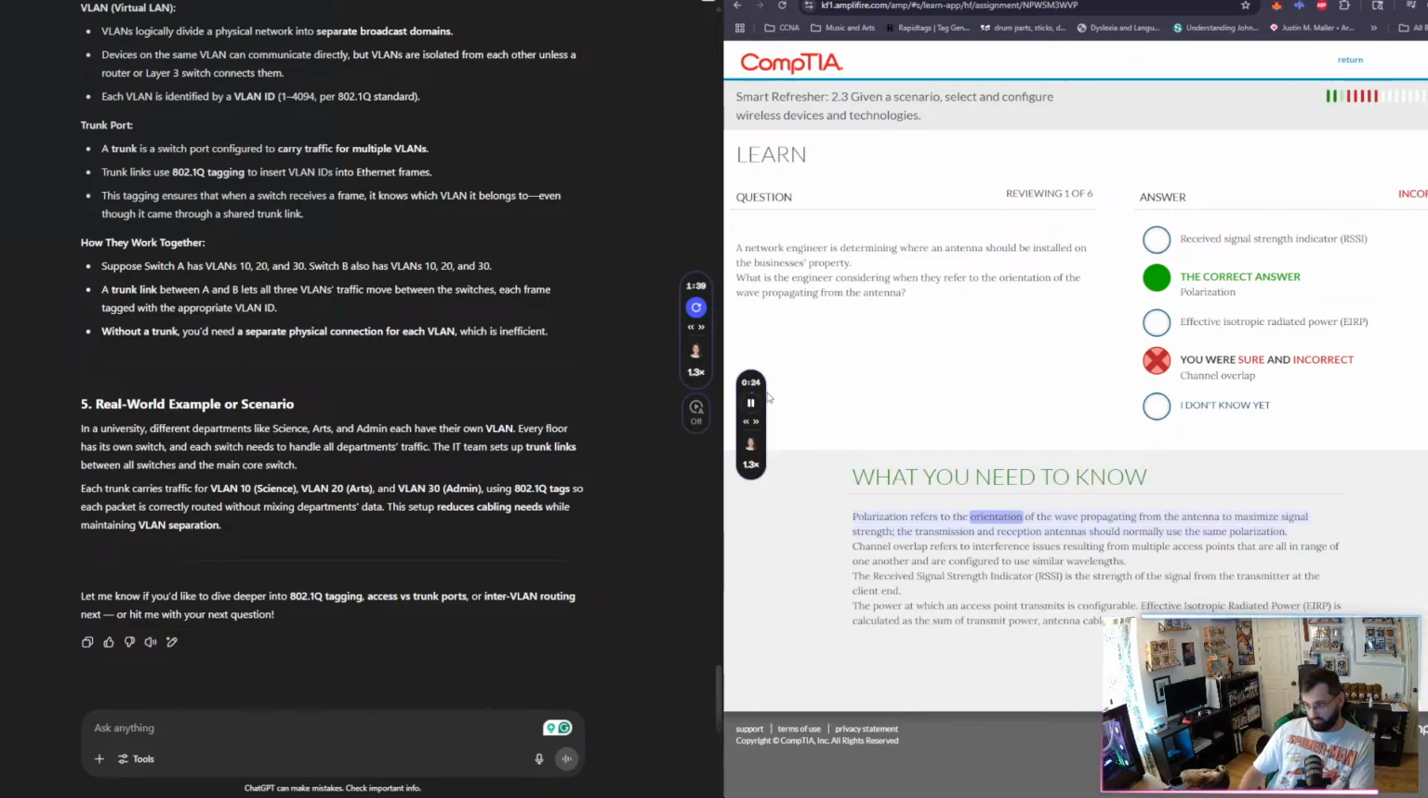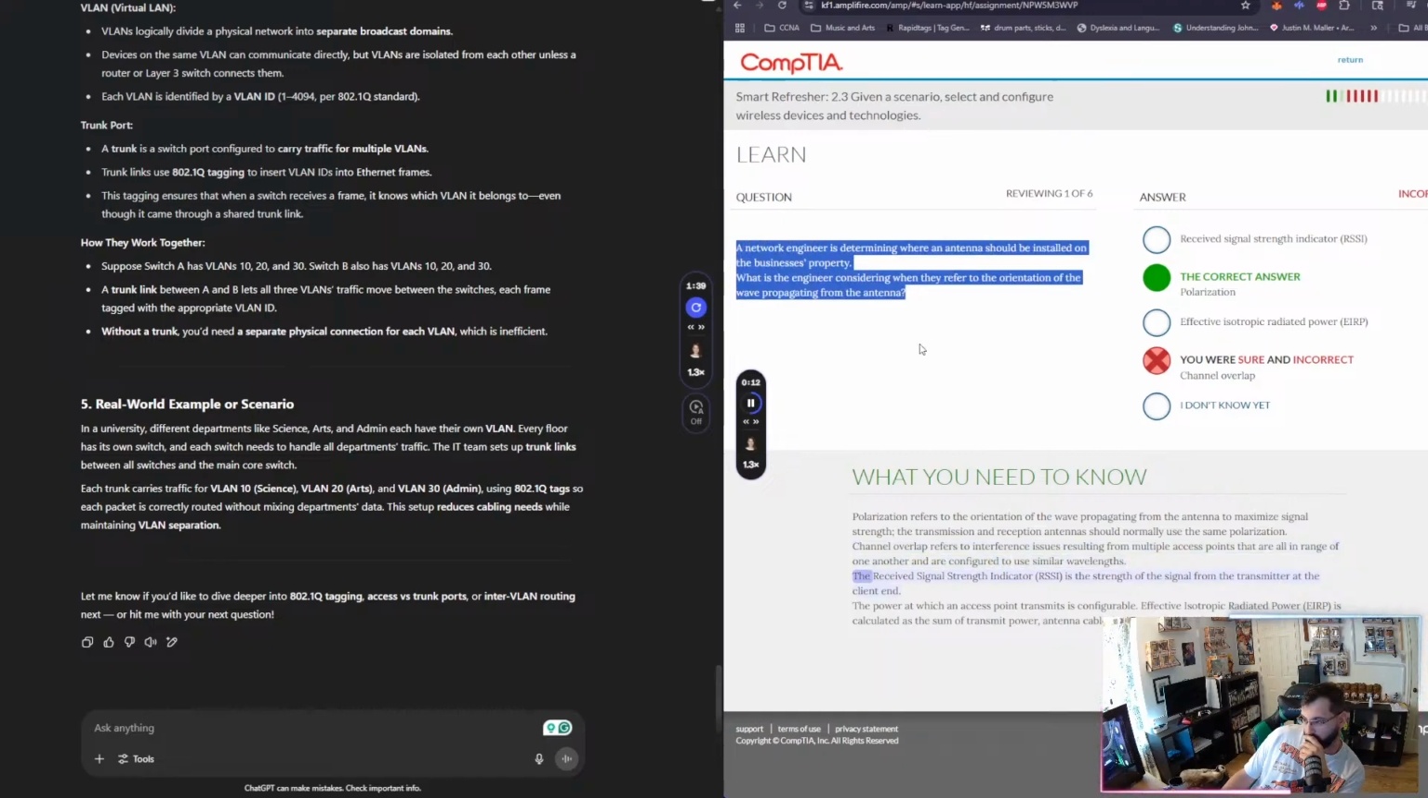Polarization refers to the orientation of the wave propagating from the antenna to maximize signal strength. The transmission and reception antennas should normally use the same polarization. Channel overlap refers to interference issues resulting from multiple access points that are all in range of one another and are configured to use similar wavelengths. The received signal strength indicator, RSSI, is the strength of the signal from the transmitter at the client end. The power at which an access point transmits is configurable. Effective isotropic radiated power, EIRP, is calculated as the sum of transmit power, antenna cable connector loss, and antenna gain.